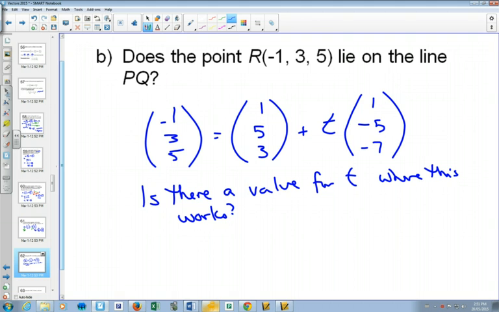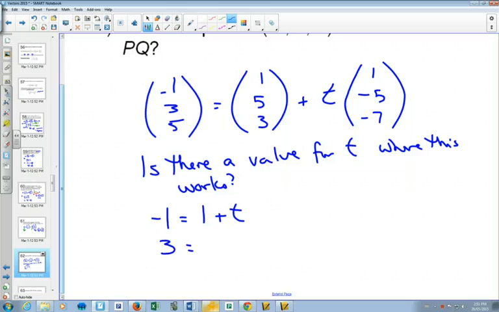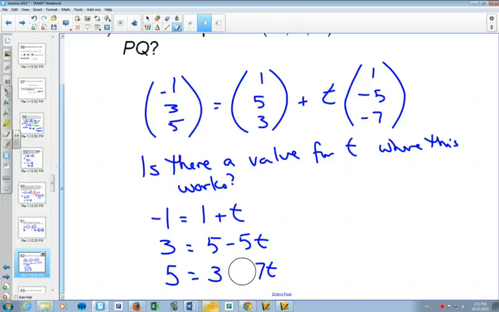If we look at our parametric equations, that means our x-coordinate needs to equal 1 plus t. Our y-coordinate says that 3 would have to equal 5 minus 5t, and our z-coordinate, I guess I can just make that subtract, 3 minus 7t. These aren't hard equations to solve. What would t have to be for the first one to be true? t would have to equal negative 2. So if negative 2 works for all of them, then that point's going to be on the line.